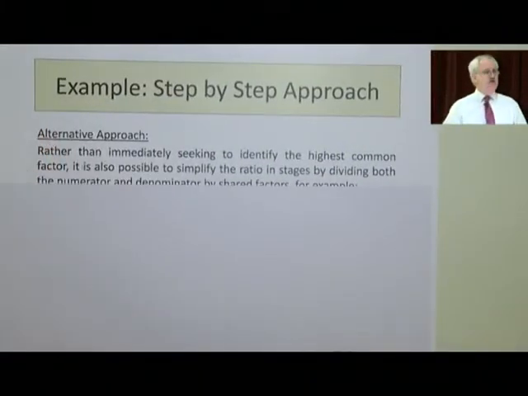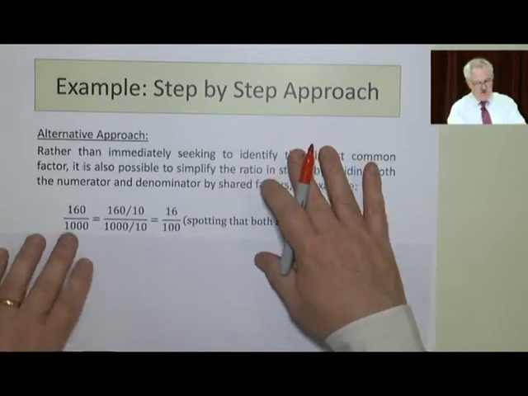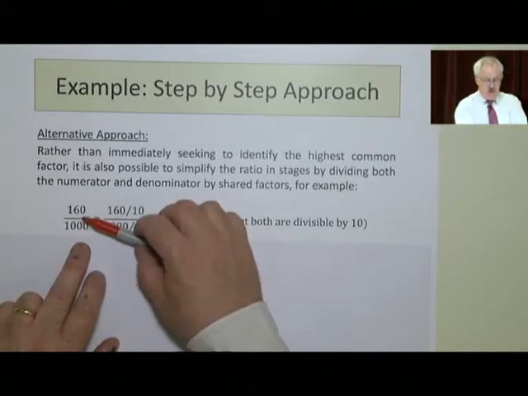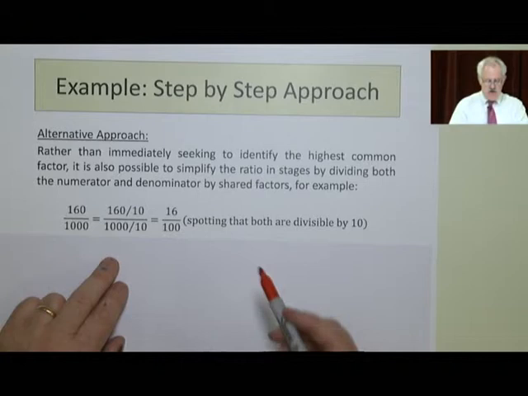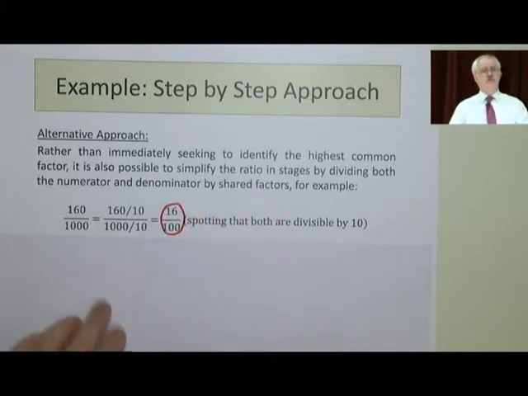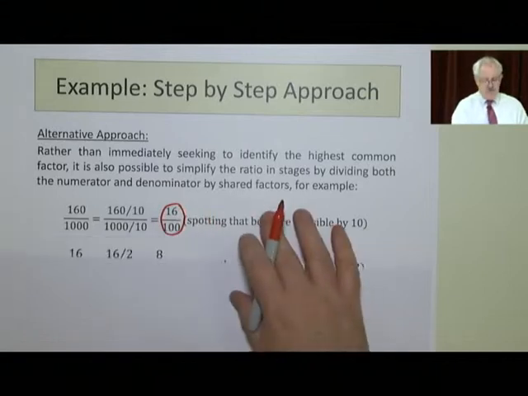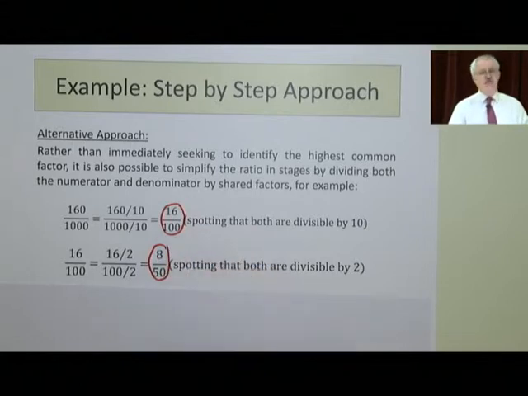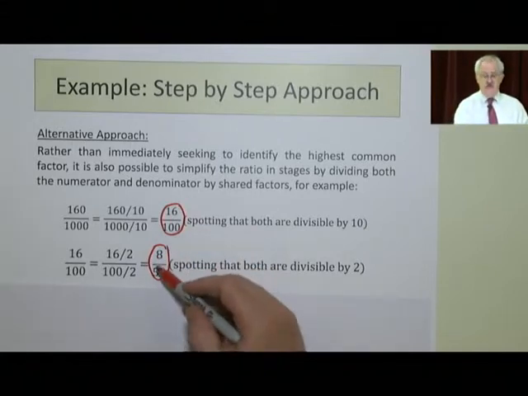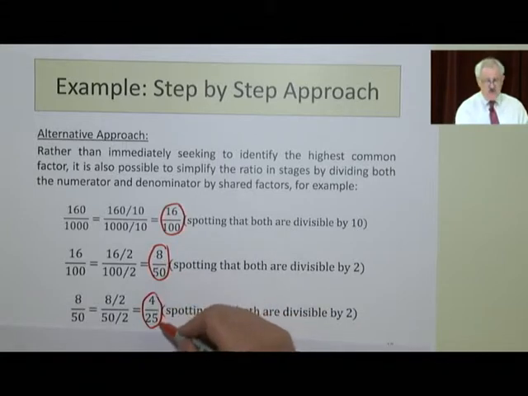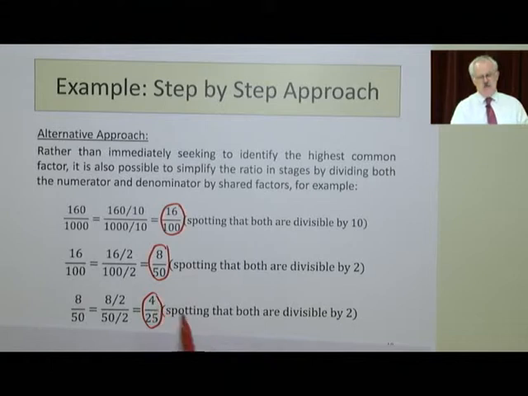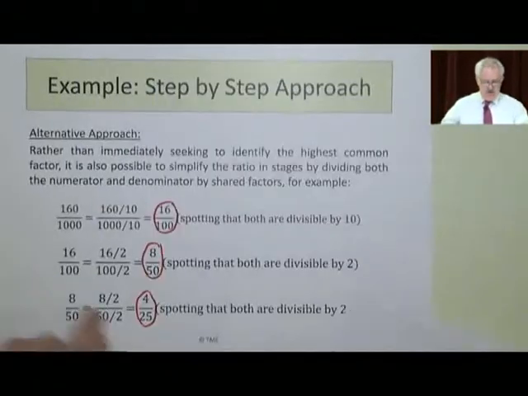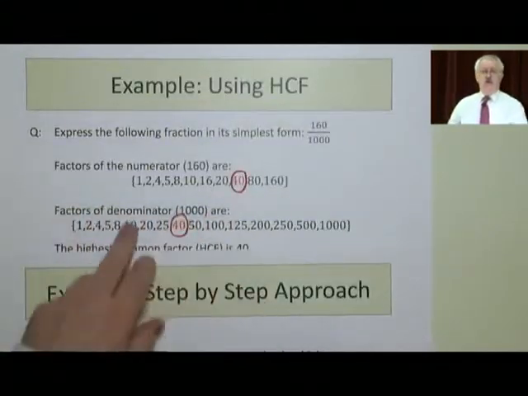Well, an alternative approach is to just start and say, look, 160 over 1,000. I can see by eye that they both end in 0. If they both end in 0, I'm going to divide by tens. And that gives me 16 out of 100. I can see that both of those are even. I'm going to divide both by 2, and I get 16 over 2 is 8, 100 over 2 is 50. Actually, they're both even. 8 divided by 2 is 4, 50 divided by 2 is 25. Don't think I can make much improvement on that. 4 over 25 is what I got here. It's the same as here, but I got it without working through all the sets.